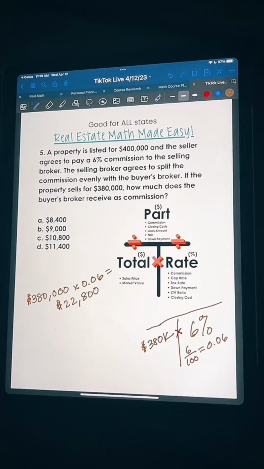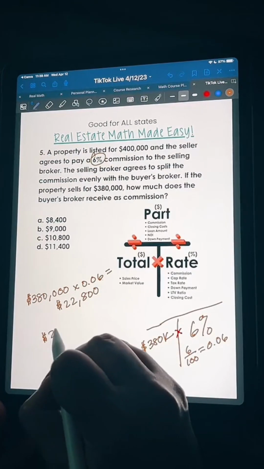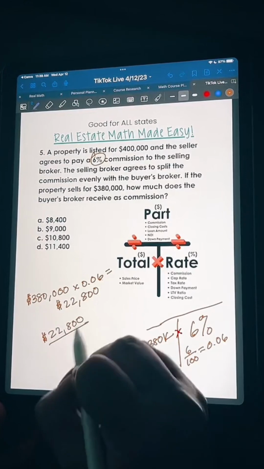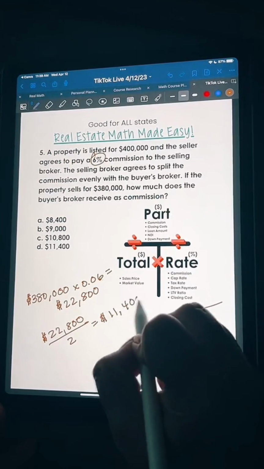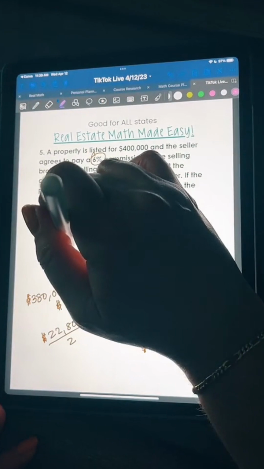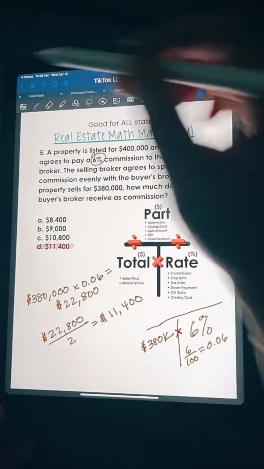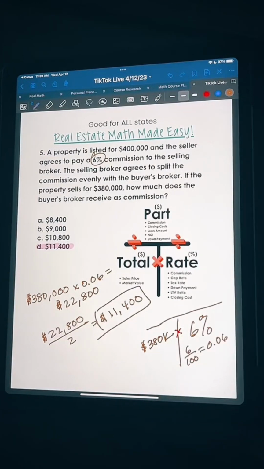So when you multiply this, you're going to get $22,800. Okay, but that's the full 6% commission. But since they're going to divide it, they're going to break it up evenly. Okay, we're going to just divide this by 2. Divided by 2 equals $11,400. So my answer is D. Okay? Simple. This is exactly how it's done in the real world. And then don't worry, you have still a broker cut from here.